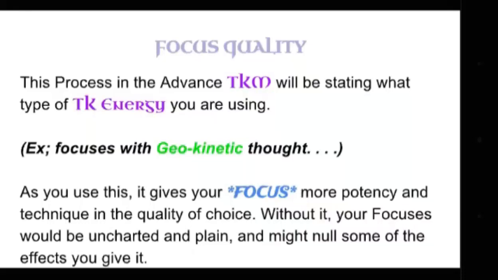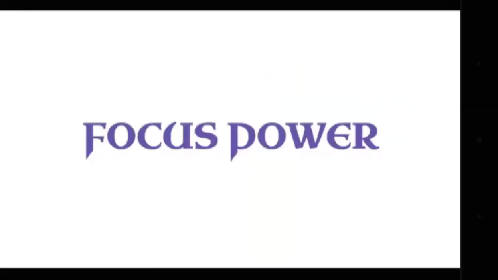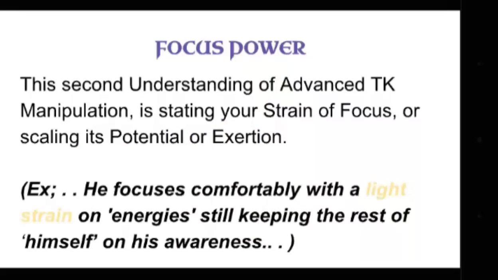Okay, the next command is stating the focus power, and stating the focus power is pretty much stating how much power you are using in that focus. This second understanding of advanced TK manipulation is stating your strain of focus, or scaling its potential or exertion. An example: he focuses comfortably with a light strain on energies, which can be any type of energies, still keeping the rest of himself in his awareness. So I'm using a geokinetic focus, but I'm using it with a little bit of effort. I'm not using all my effort, but I'm using a little bit of it.